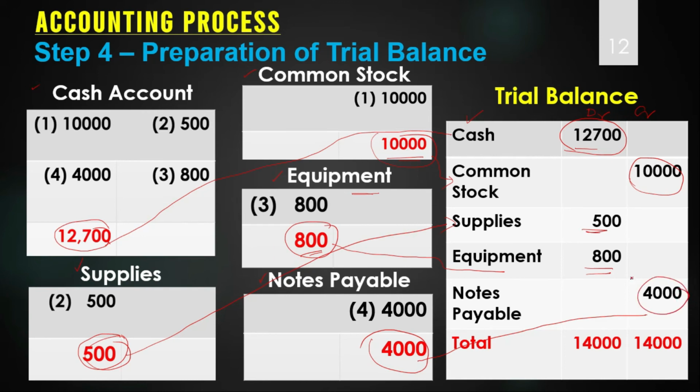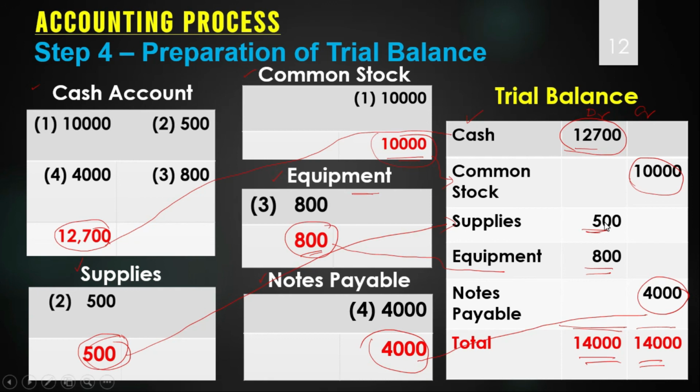So in this way we have found that out of the 5 accounts, 2 are going to the credit side. Common stock and notes payable are going to credit. The remaining 3, cash account, supplies and equipment, are going to the debit side. Now what is your task? If you have transferred the balances of accounts, now it's time to make the total. Make the total of debit and the total of credit. If you make the sum of debit and sum of credit and everything is correctly done, you will find that the total is equal.